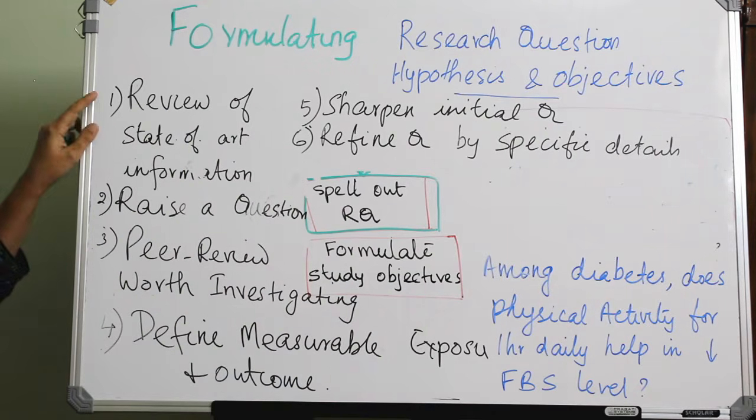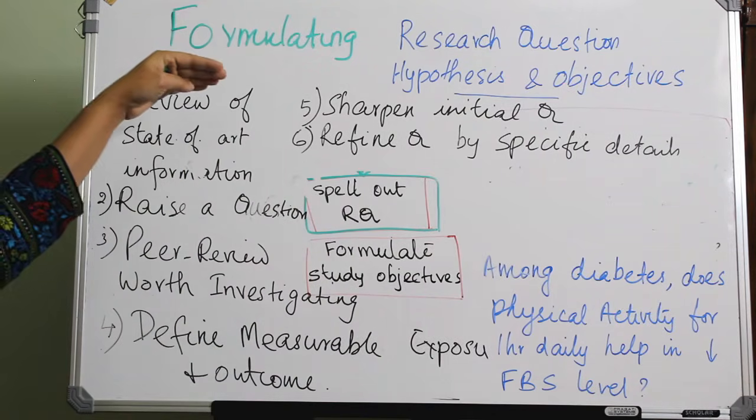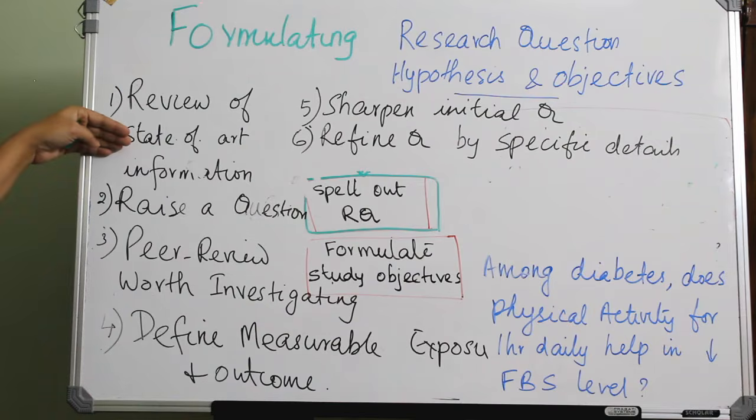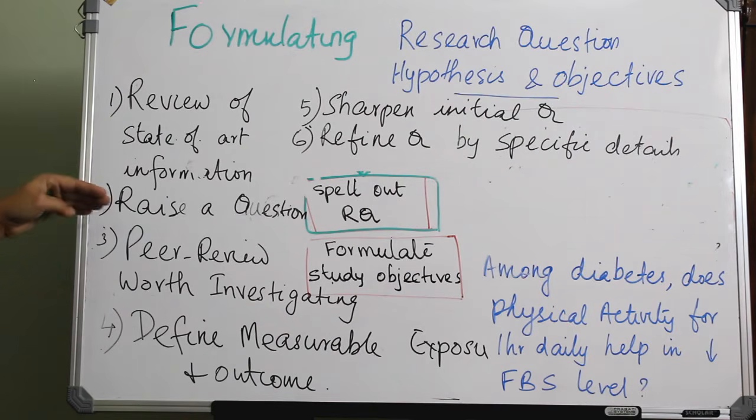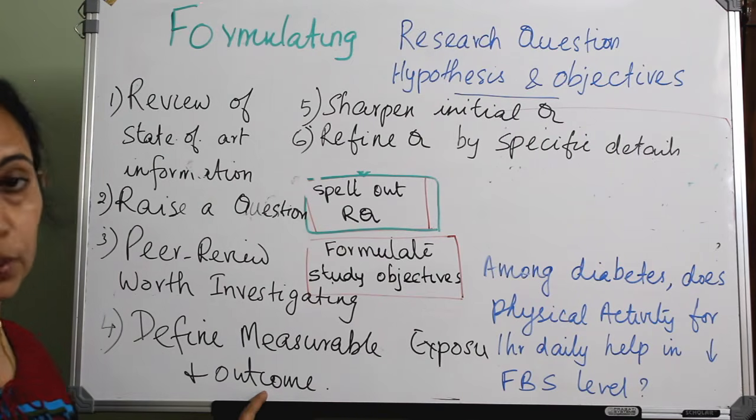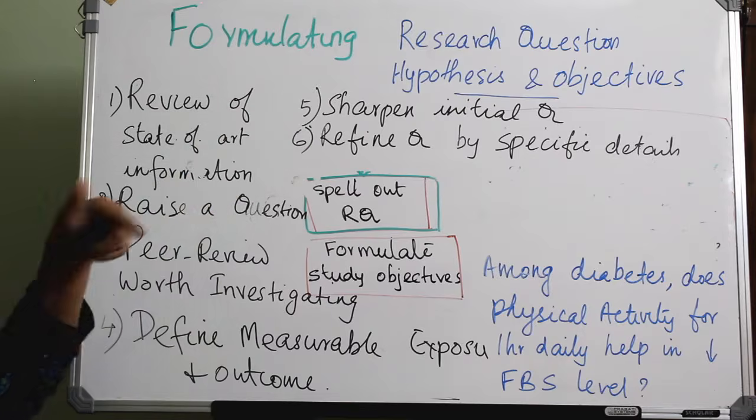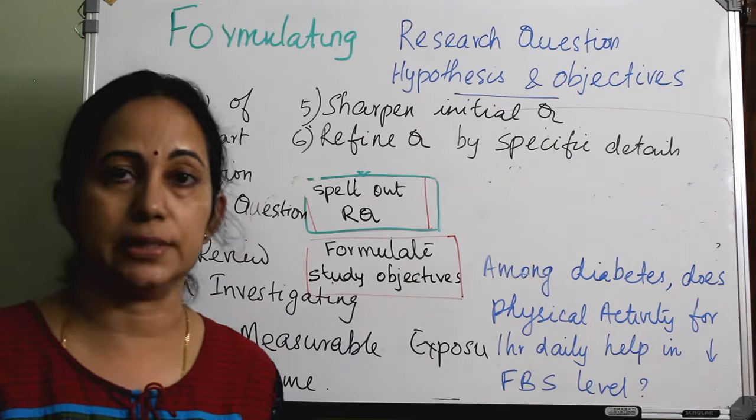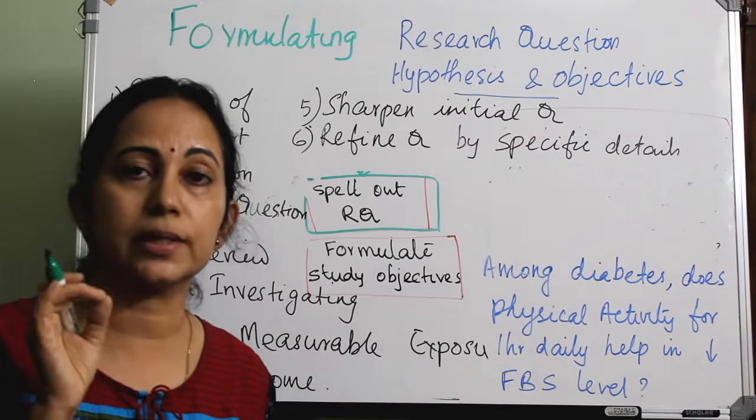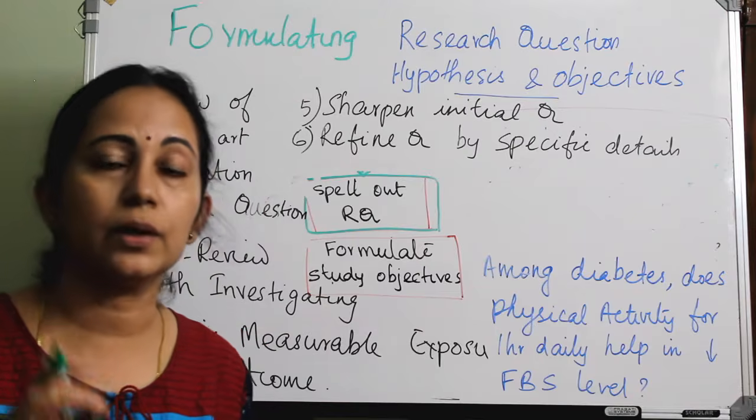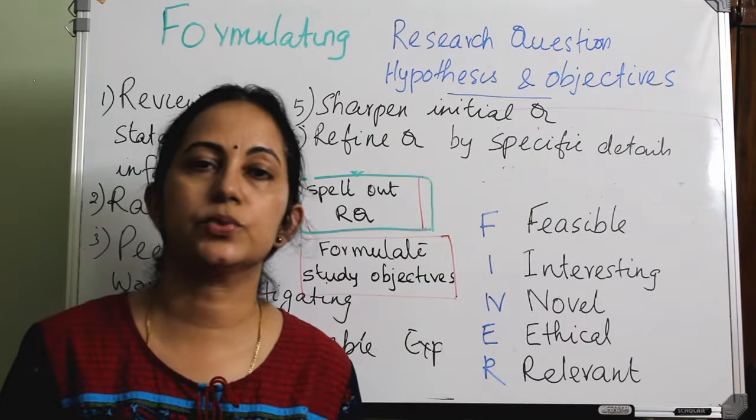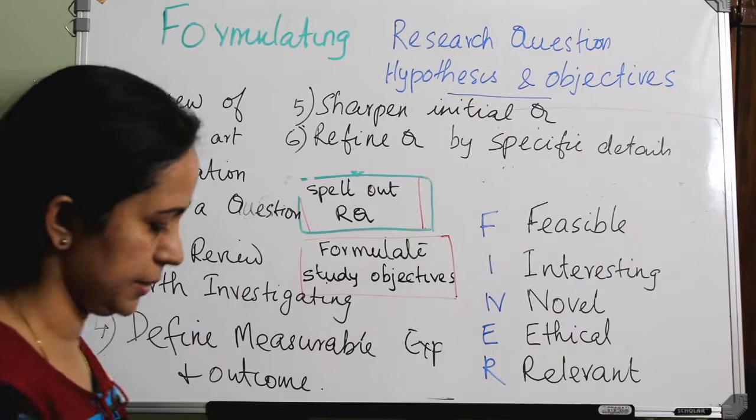So in short, these are the steps of formulating a good research question. That is a review of the state of the art information, then raise a question, peer review to know whether it is worth investigating, define measurable exposures and outcome, that is very important, then sharpen the initial question and redefine the question by specific details. And there are also some criteria for making a good research question. Your research question should pass the so what test.